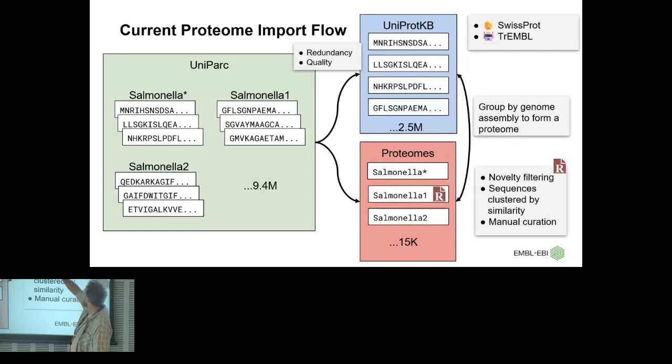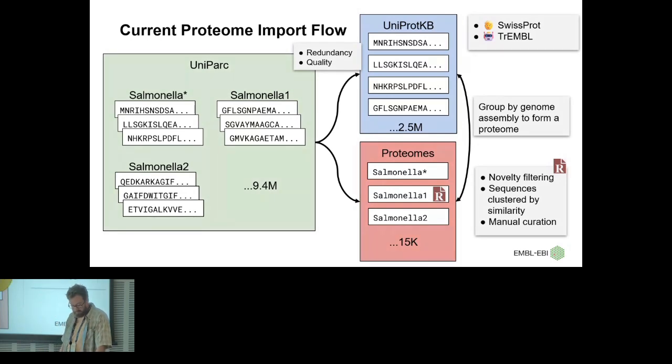With these UniProtKB sequences, we group them by genome assembly, and then we form proteomes. Then we come to the task of determining a reference proteome, which is a proteome that best represents the protein space for each species. We do some novelty filtering, and then sequences are clustered by similarity. Finally, there's some manual curation, and then we say this is the reference proteome.